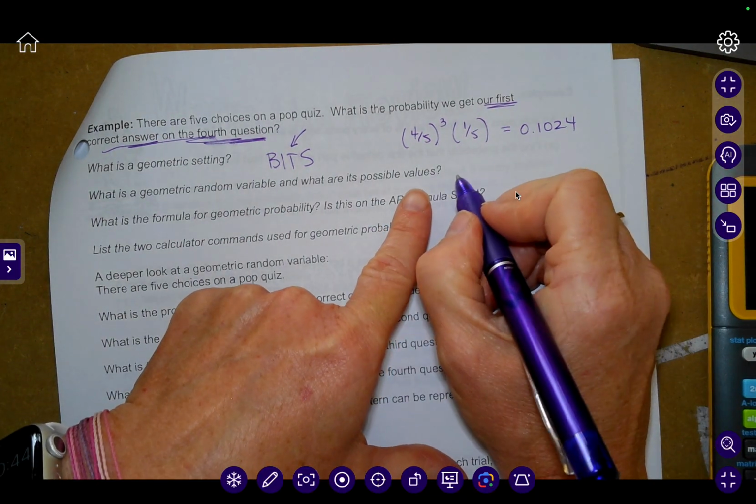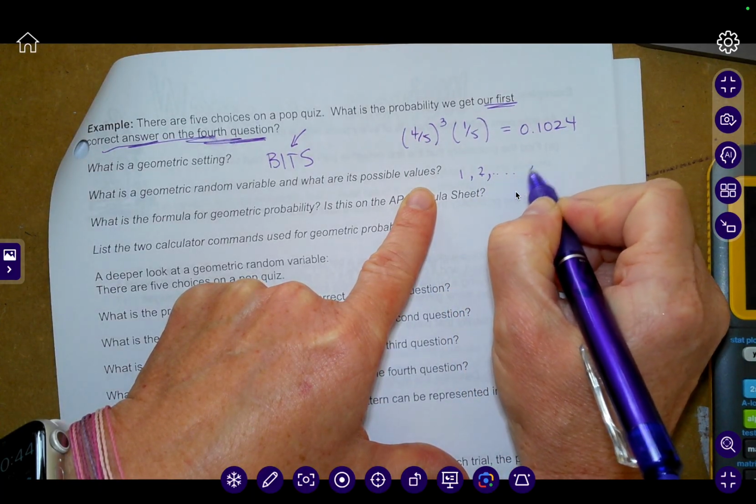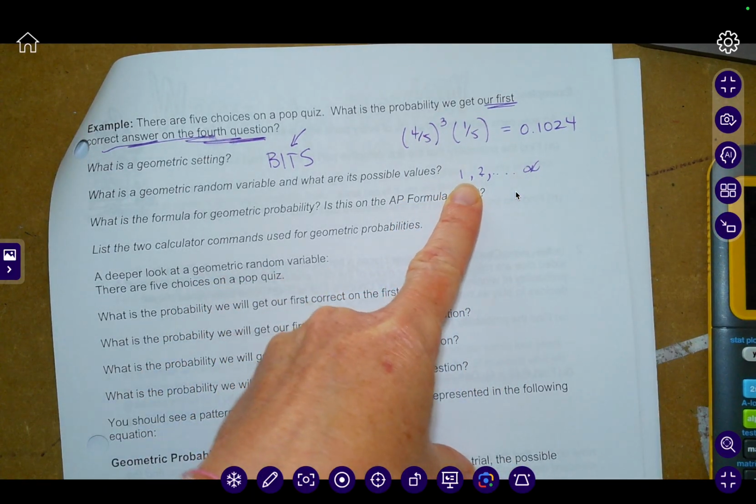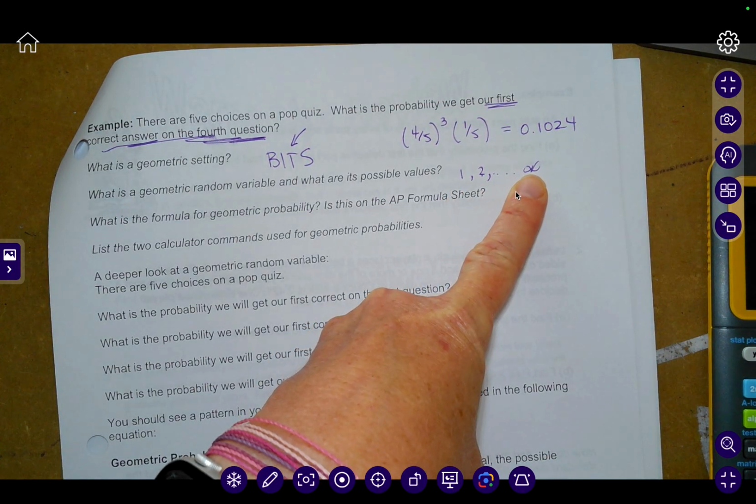So again, your geometric starts at 1 and it goes all the way up to infinity. You can't have your first correct question on the 0 question. That doesn't make any sense. And we don't know when this one stops.